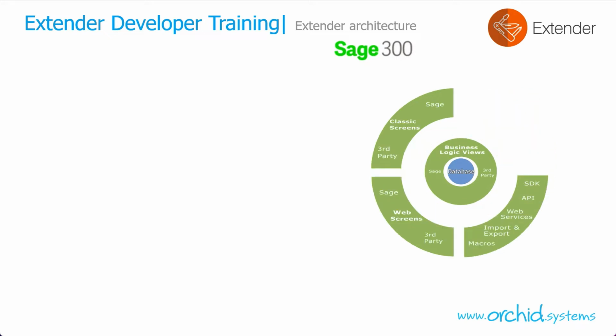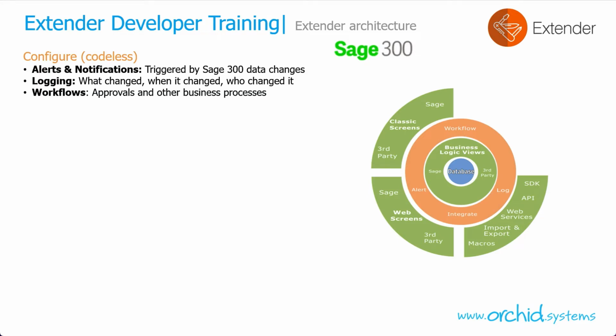Using Extender with the Configurator Edition, Extender wraps a layer around the business logic or views. It allows you to do alerts and notifications, which are triggered by changes in the views. So Extender is monitoring the view logic, and then it's triggering the alerts and notifications, or triggering the logging, who changed what, when, and where, or starting the workflows themselves.